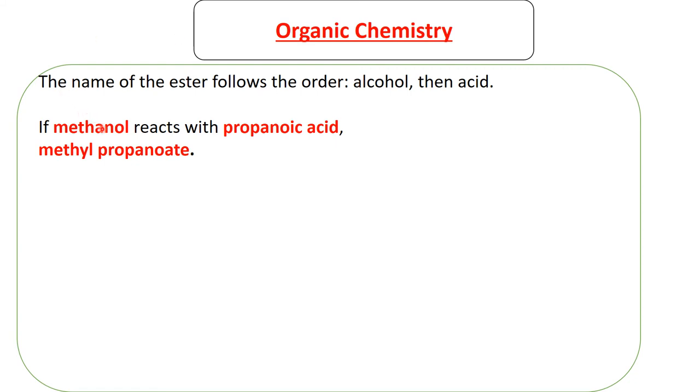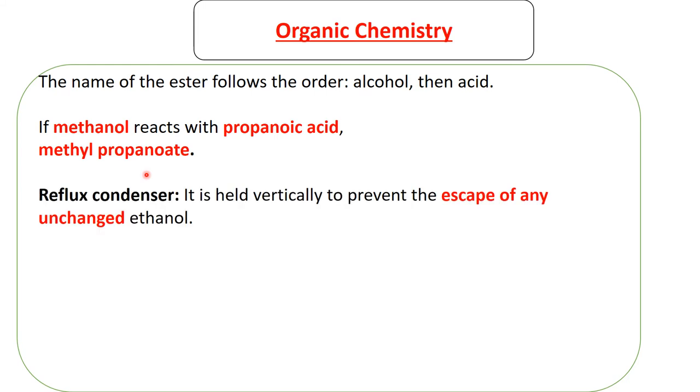So the alcohol, we're going to get the name of the alcohol and put YL here, methyl. Then propanoic acid, we're going to get the propa here, and it will be propanoate. That's how to name esters. Then the reflux condenser, just an emphasis, it is held vertically to prevent the escape of any unchanged ethanol.